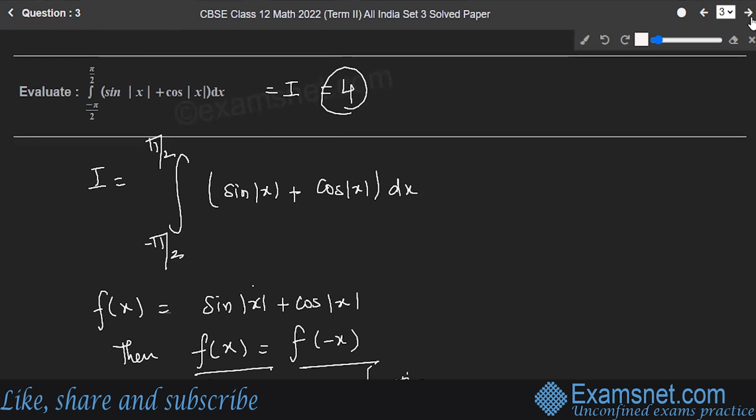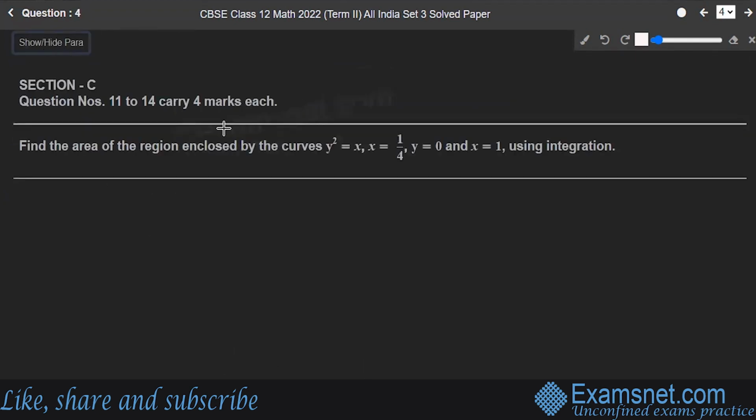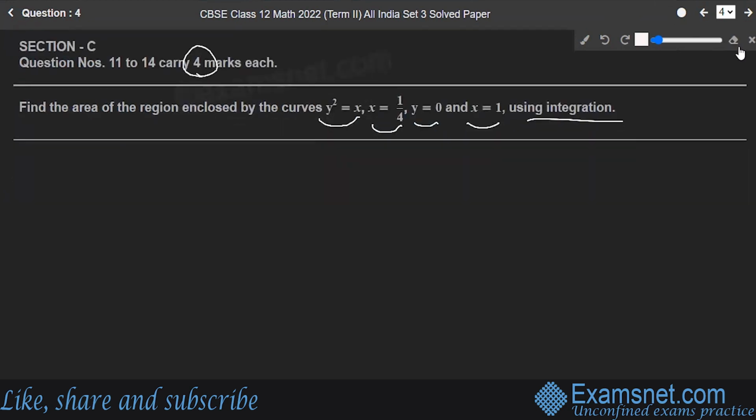Hope you understood that. Next is question number 4. Now this is a 4 marks question. It's a section C problem. You have to find the area of the region enclosed by this curve, this line, and this line using integration. Hope you understood what you need to find out, but I need to make the figure to understand what I need to find out.